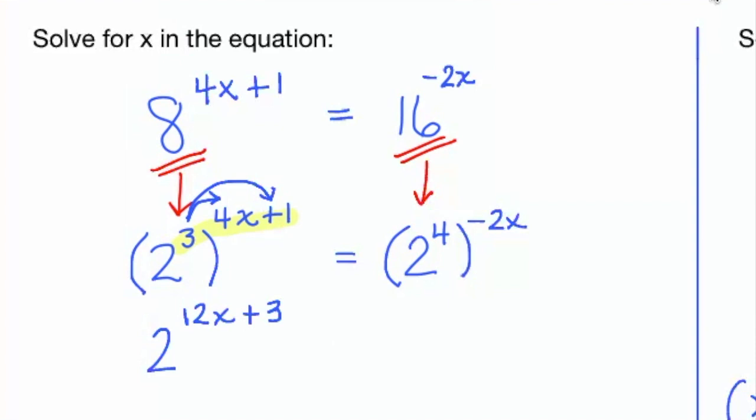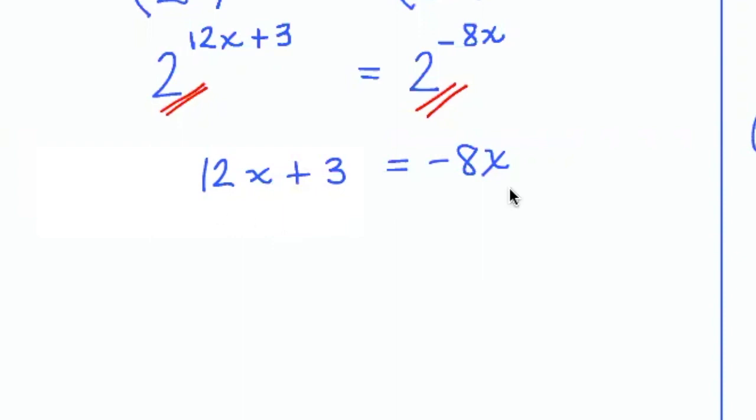On the right-hand side, my second exponent is just a monomial. So I can just multiply those two exponents together. 4 times negative 2x is going to be negative 8x. And at this stage, I have now gotten both sides to have the same base. I'll now ignore the bases, set the exponents equal, and I have to be able to solve for x in this situation.